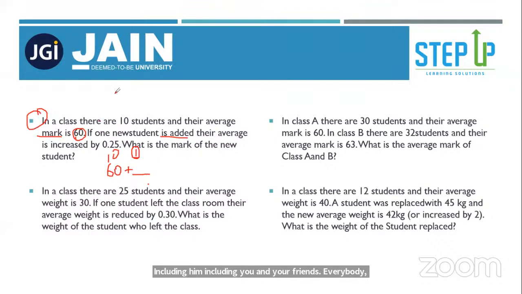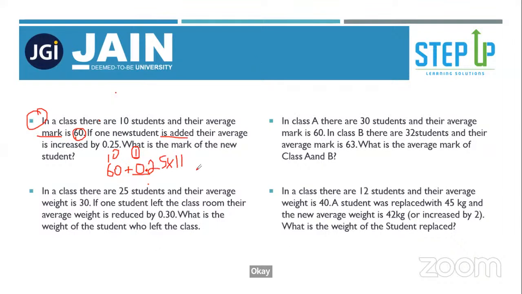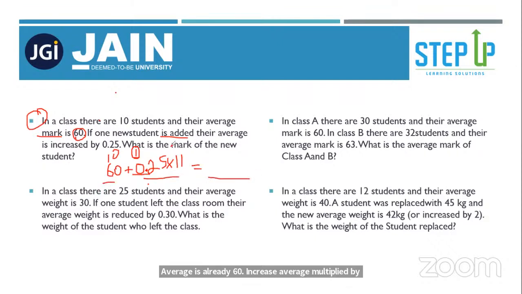Yes, it's correct. So that 0.25 is an increment. I'm multiplying it by 11 and adding it over here. That's all. Okay, understood. Got it. Average is already 60, the increase in average multiplied by 11 gives me the new student's mark.